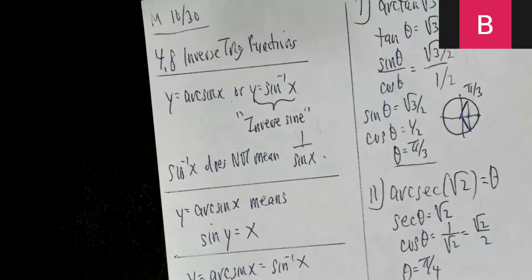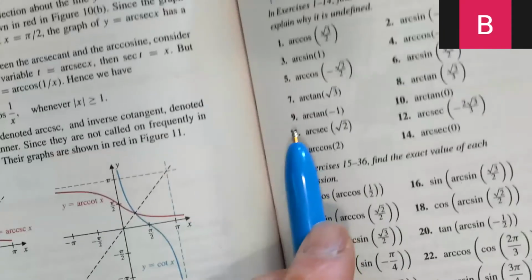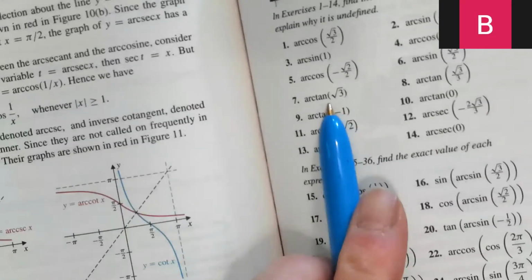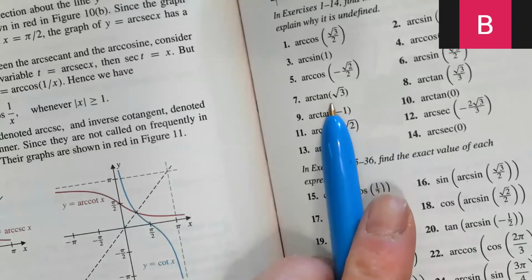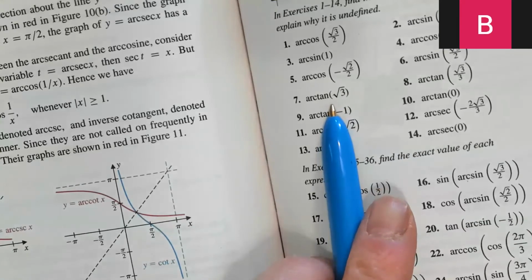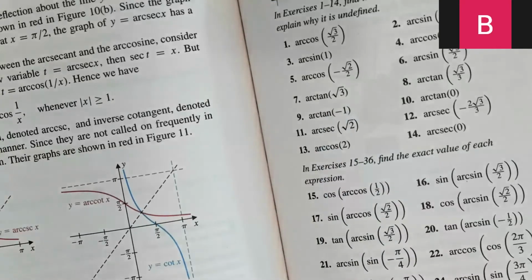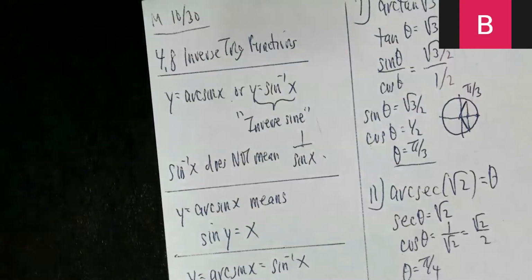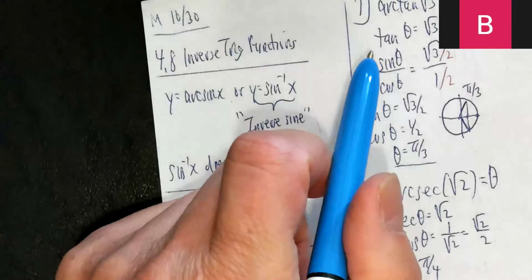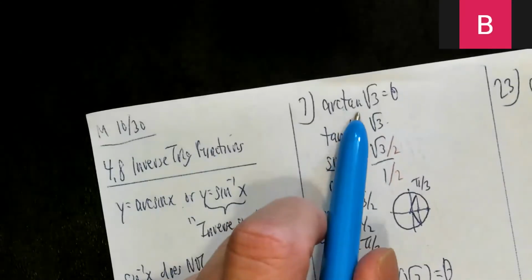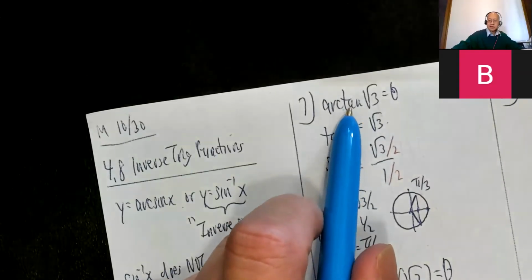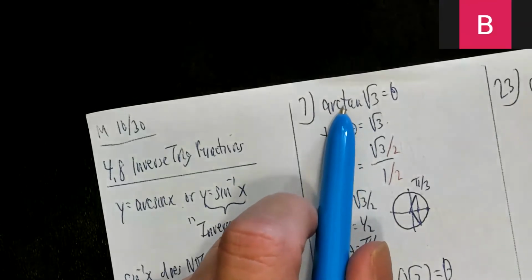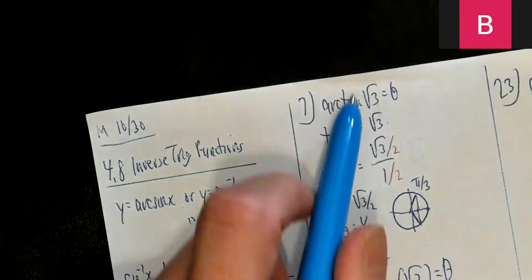Okay, 7's a little bit tricky. Let me show you how to tackle this one. Arctangent of radical 3. By the way, these problems, in theory, should all be done without a calculator. You should be able to do them without a calculator. And I'll show you how they're done. Okay, so it's asking for arctan of radical 3. So that's not something I normally memorize.